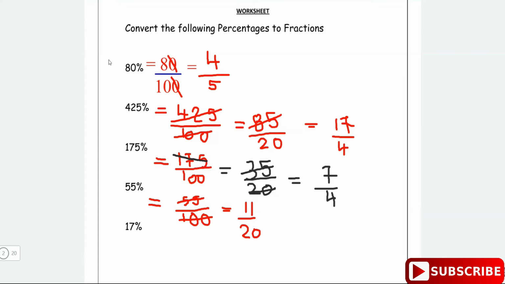Now let's look at this question right here. Convert 17% to a fraction. Now 17% cannot be simplified because 17 is a prime number. So 17% is just 17 over 100. That's how we convert a percentage to a fraction. All you have to do is put the percentage over 100. You divide by 100, and that will convert the percentage to a fraction.